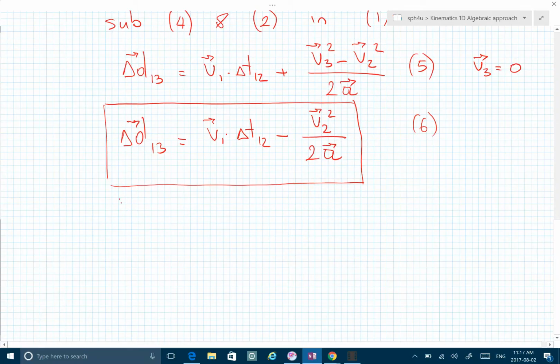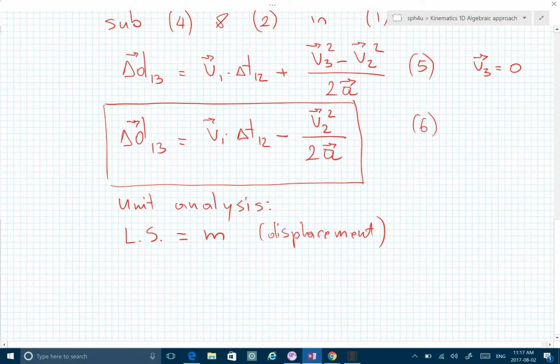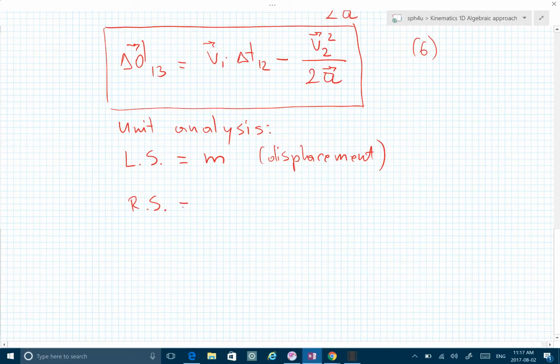So now it's time to do some unit analysis to see whether my equation stands. All right. So what does it mean, unit analysis? I see the units for the left side, right? The left side has meters, right? Because it's displacement. So I want to make sure that the right side will give me meters, right? So let's see the right side. Remember, I'm working only with units. So it's velocity, which is meters per second, times time, which is second, minus velocity squared, so it's meters per second squared, divided by 2, which has no units, and the acceleration is meters per second squared.